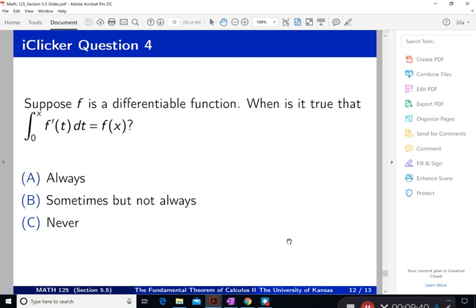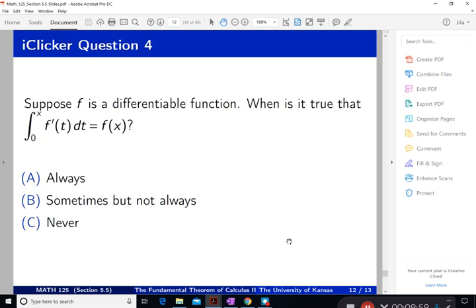Question 4. Suppose f is a differentiable function. When is it true that the integral from 0 to x of f prime of t dt is equal to f of x? So let's pause and think, and then come back.